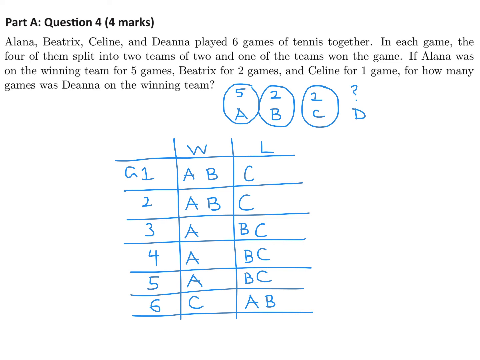Okay, so that means we have Deanna left, and therefore Deanna has to obviously fit the remaining spots. So there's a spot here, a spot here, a spot here, and a spot here. And in the losing column, there's a spot here and a spot here. So based on that, Deanna won 4 times, and she lost twice. And that's it.